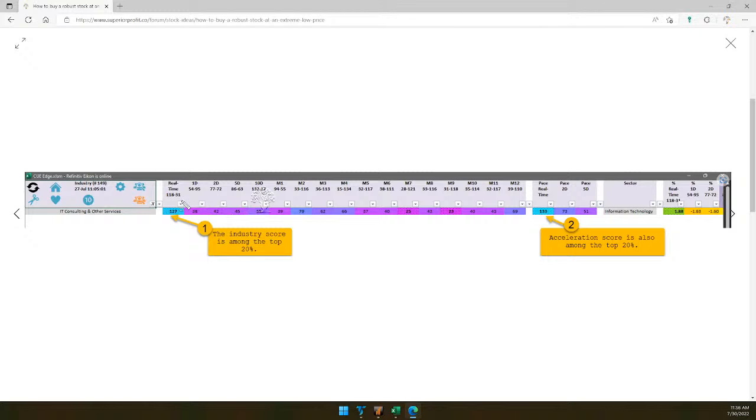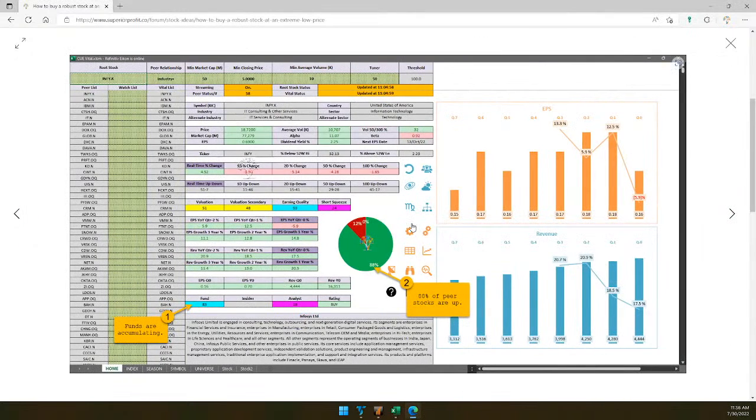In terms of industry, the industry was among the top 20% in terms of strength as well as acceleration. Industry was up significantly, almost 2%. So we had every reason to buy in terms of industry as well. Fundamentally, funds were accumulating, valuation was medium, earnings was not that great. Not very weak, but certainly it was coming down. But the industry was very strong. 88% of peer stocks were up and funds were accumulating. Has a small dividend, 2.2%.